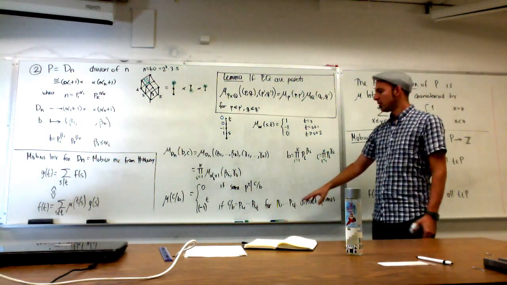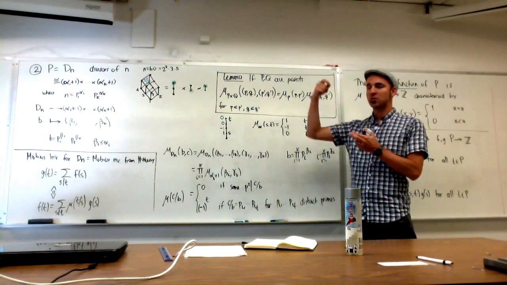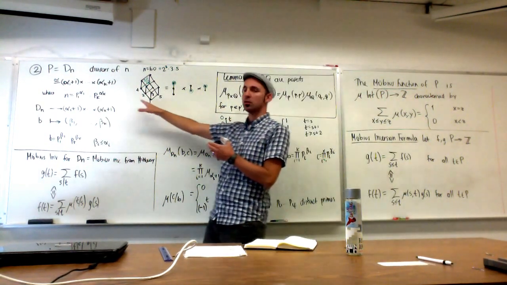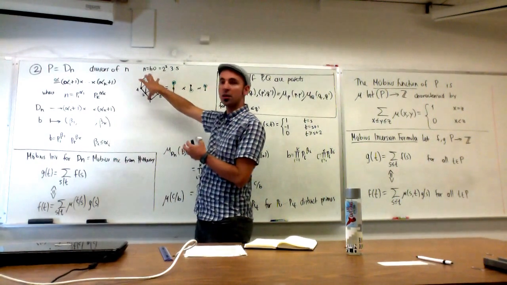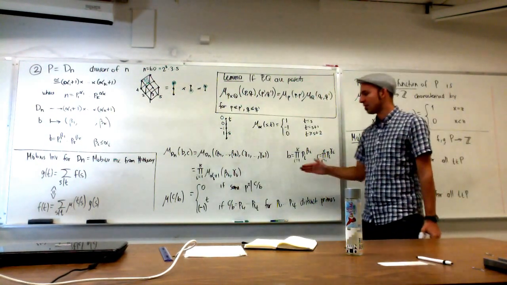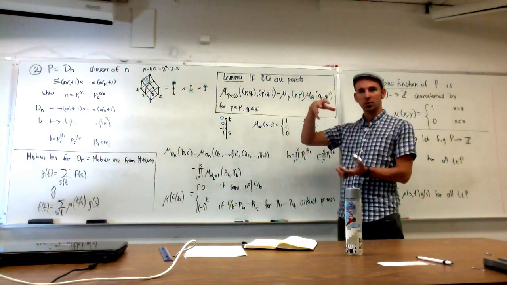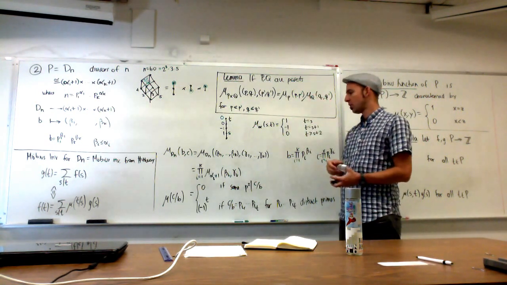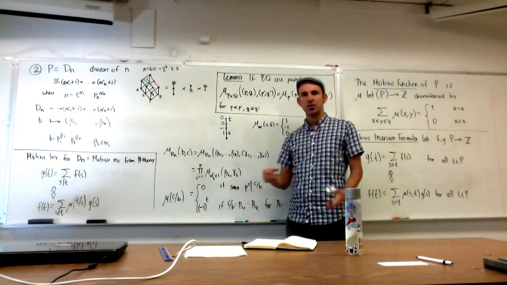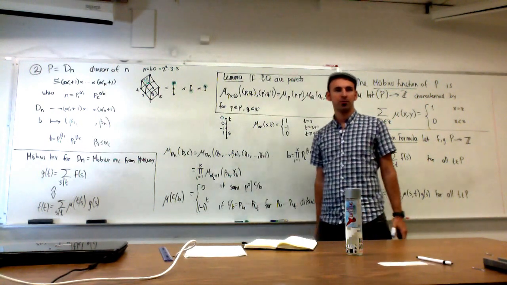Whereas if you have some prime squared, then you have two edges going in the same direction like you do here. And your poset is not Boolean. So actually a different way of saying this is that this is 0 if the interval is not Boolean, and it is this if the interval is Boolean of size t.